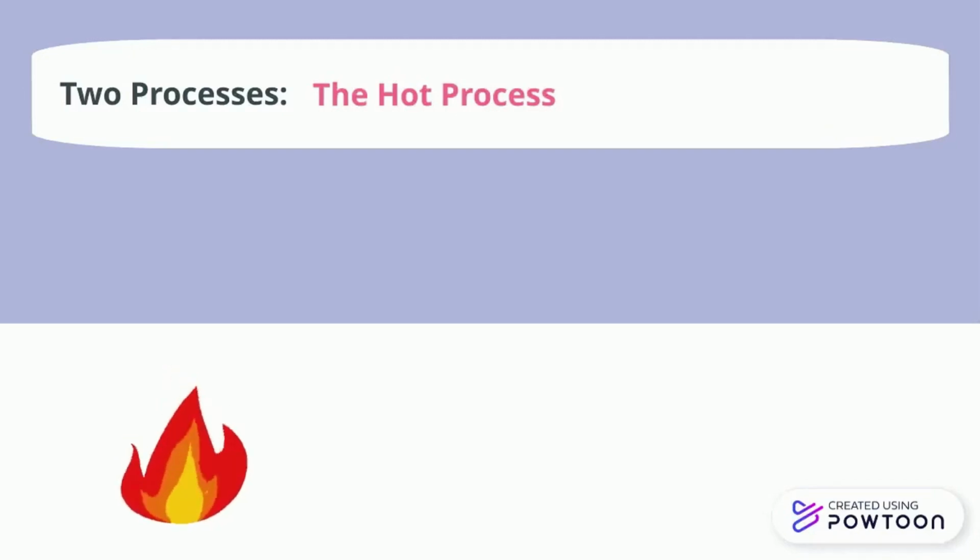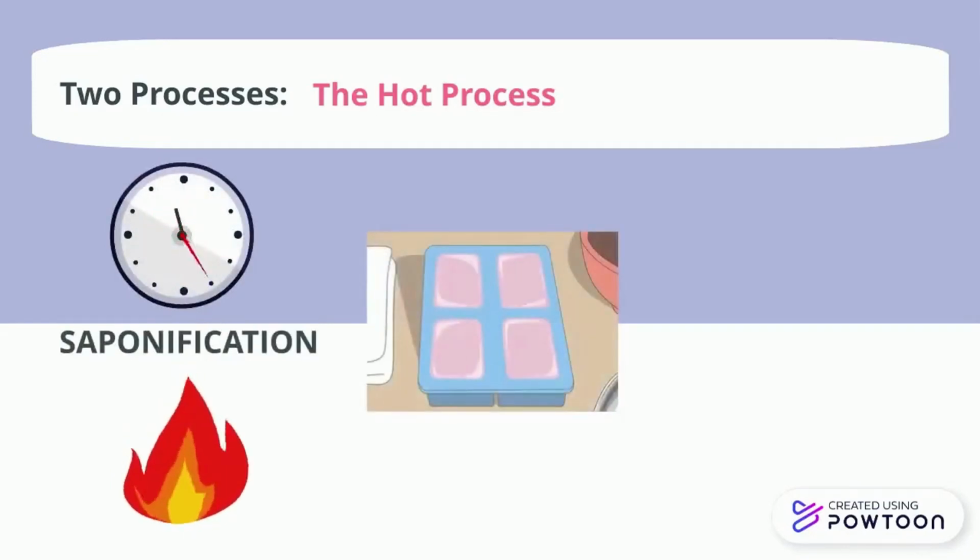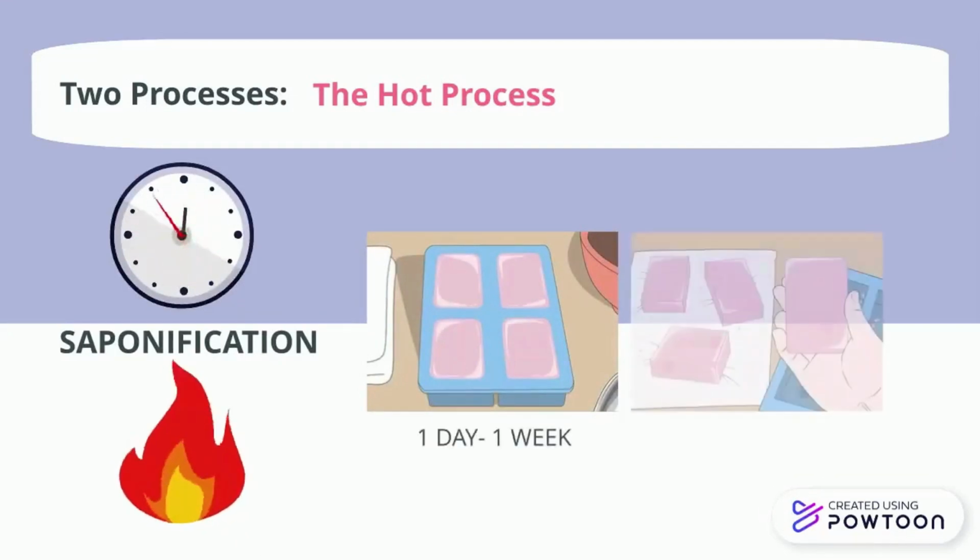There are 2 processes in making soap. The processes are the hot process and the cold process. First off, the hot process is an ancient and traditional way of making soap. This requires an external source of heat. The ingredients are heated to speed the saponification process. After, the soap is in a liquid form and is poured into a mold. It usually takes about 1 day to 1 week for the liquid to solidify.